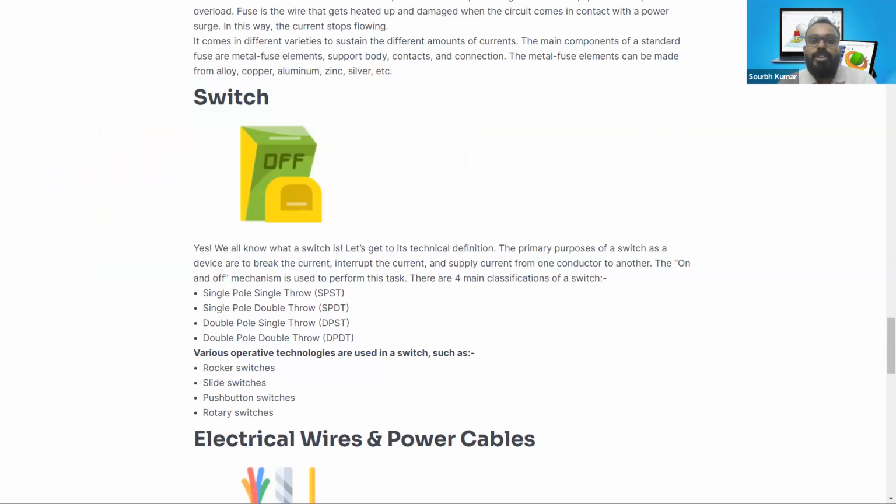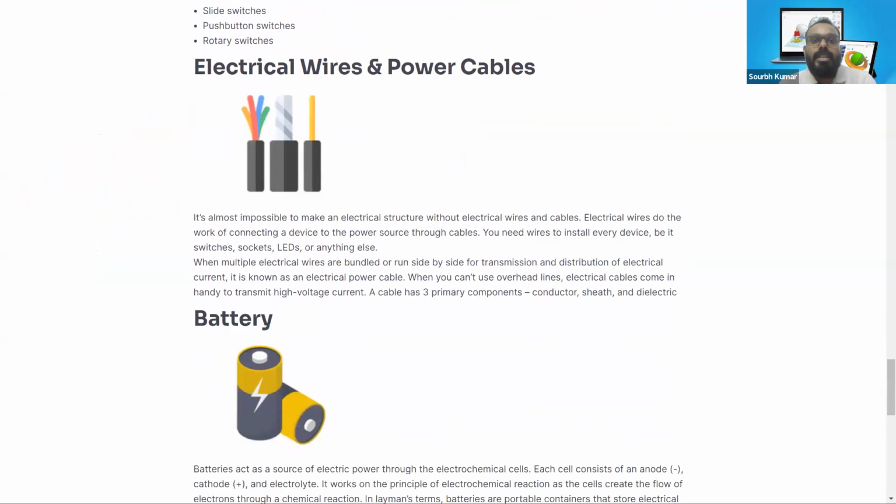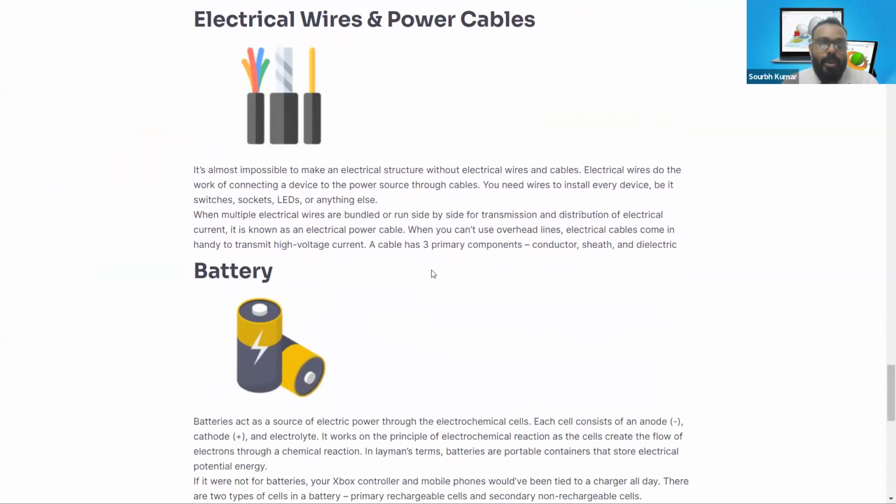After this switch, what we do have is the electric power, electrical wires and power cables. And why do electrical wires and power cables have a great impact in our development?